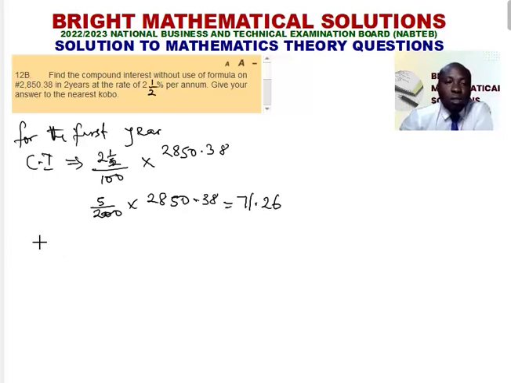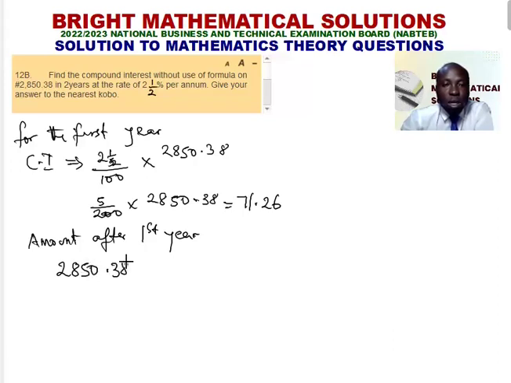Now to get the total amount for the second year, that will be the amount after the first year. So that will now become the initial amount, which is 2,850.38 plus 71.26, and that gives us 2,921.64, that is 64 kobo.